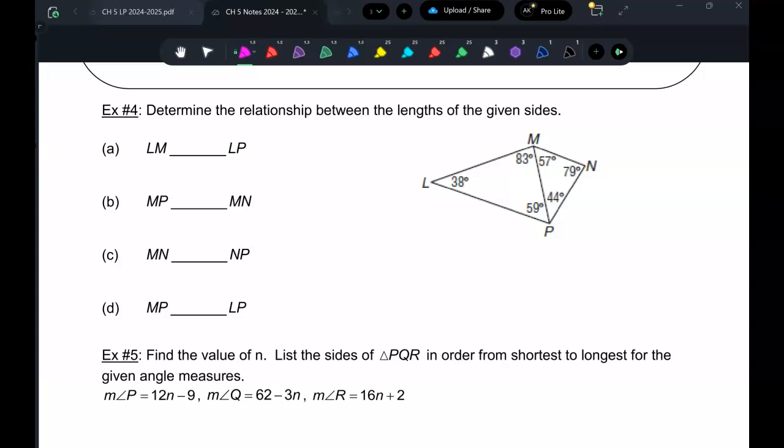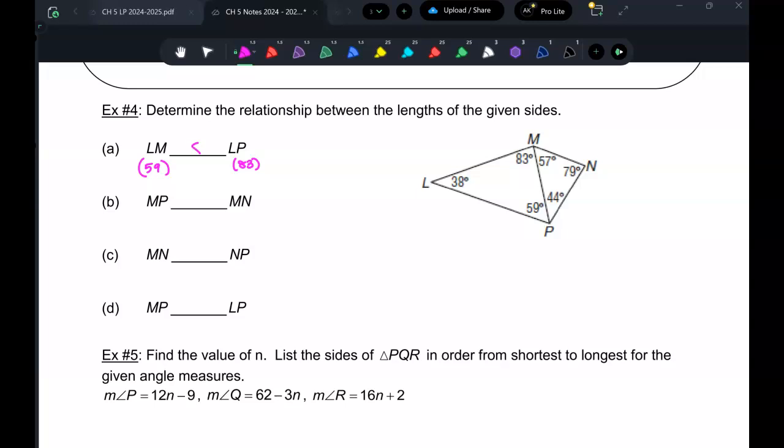Okay. This one is a little more tricky, so we're comparing LM. LP is the largest. So what angle is opposite? Opposite LM would be 59 degrees compared to LP, which would be opposite 83. So that makes this less than.